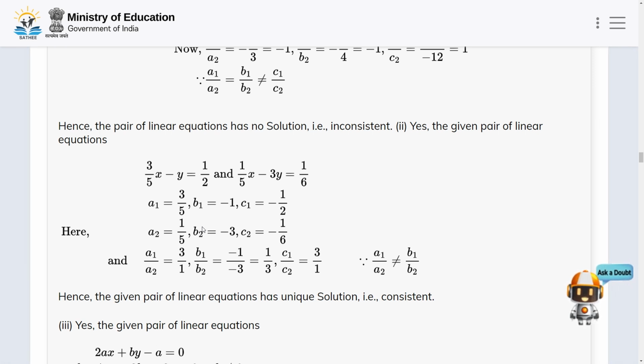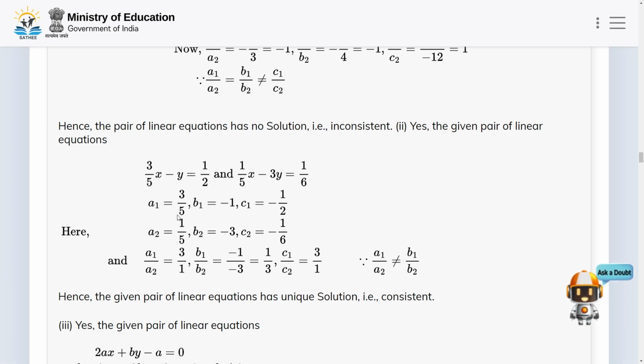Now the ratio a1 by a2 is equal to 3 by 1, b1 by b2 is equal to minus 1 upon minus 3, that is equal to 1 by 3. So since here a1 by a2 does not equal b1 by b2, hence the given pair of linear equations has a unique solution. That is, this pair of linear equations is consistent.